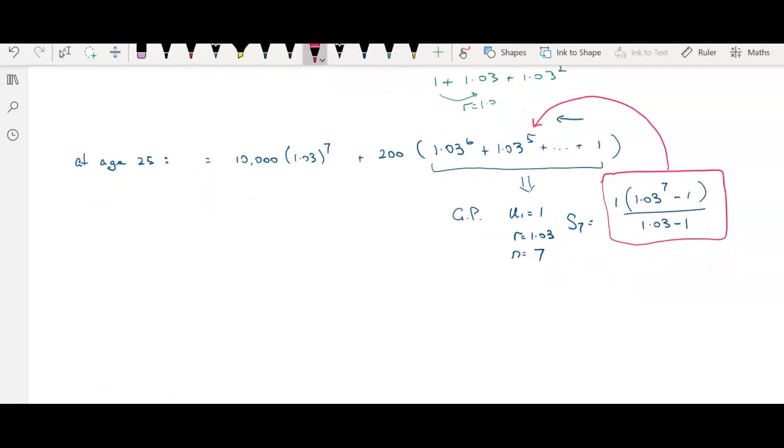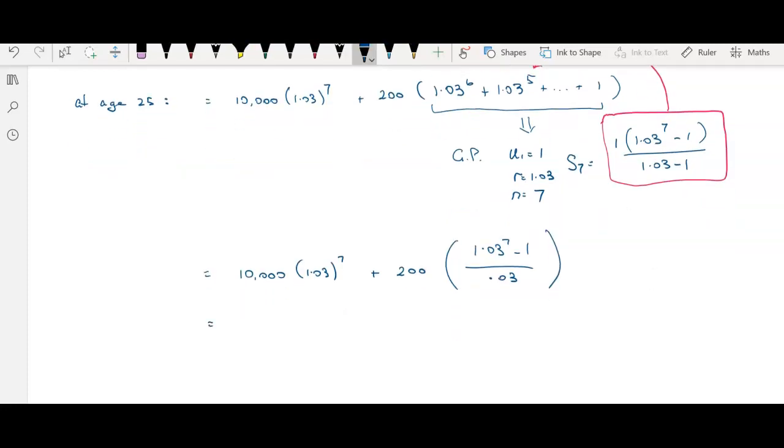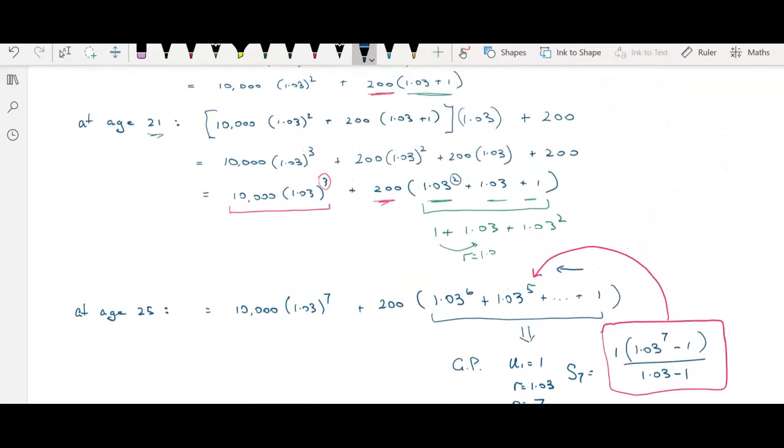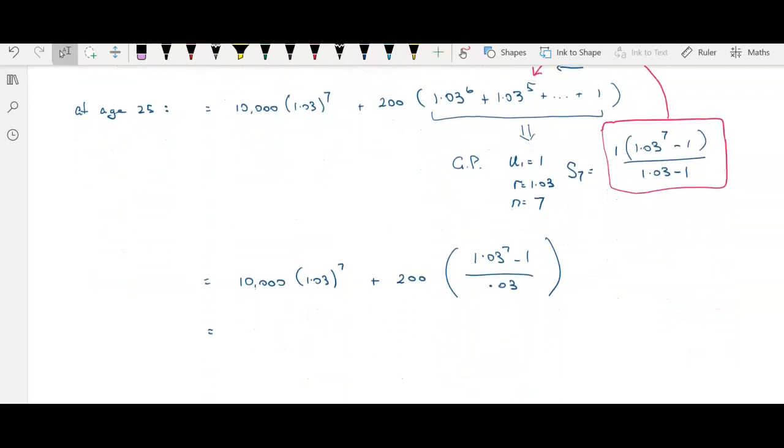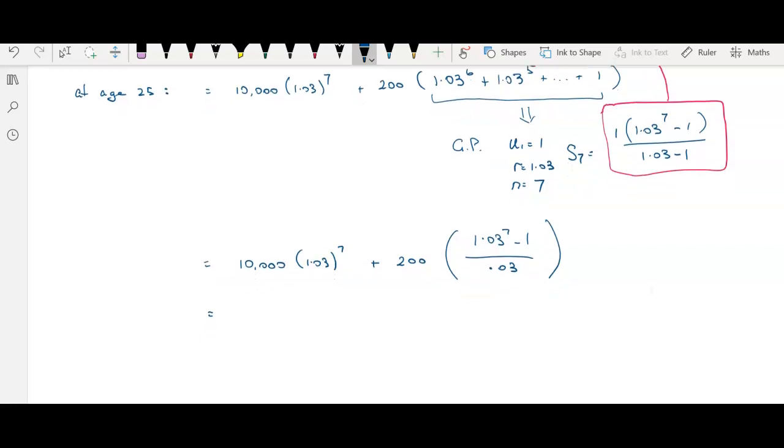So I am going to rewrite this as 10,000 by 1.03 to the power of 7 plus 200 by 1.03 to the power of 7 minus 1. Just simplifying what I've got here, 1.03 minus 1, that's just 0.03. This is my total. Now you can see at age 25, that's not so many years, but if it was 35 or 45, this becomes a really, really useful observation that inside the brackets here, wow, look at that. That is a geometric sum, and I have a shortcut way of tallying that.